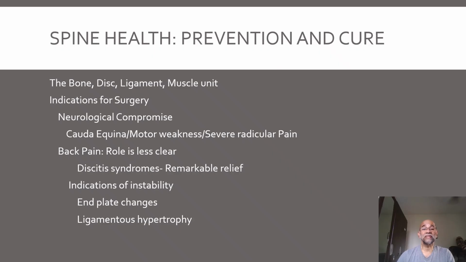Subtle indications of instability include end plate changes and also ligamentous hypertrophy. The role of surgery in spine is not to make the spine ideal, but to relieve compression and to relieve pain.